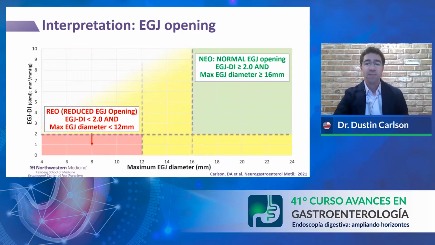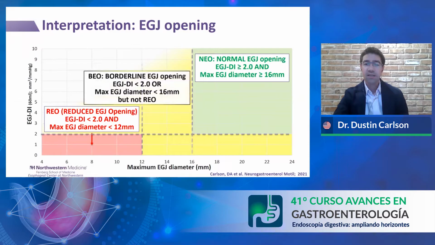Thus, when both EGJ metrics are distinctly reduced or distinctly normal, they can be classified as reduced EGJ opening or normal EGJ opening, as associated with a functional classification associated with a high degree of certainty. This, of course, does leave a borderline range in the middle in which some uncertainty persists. And in this scenario, complementary testing is likely warranted to help provide some additional clinical clarification.